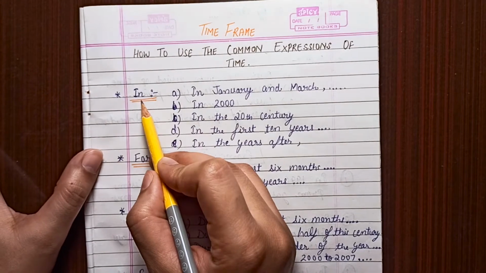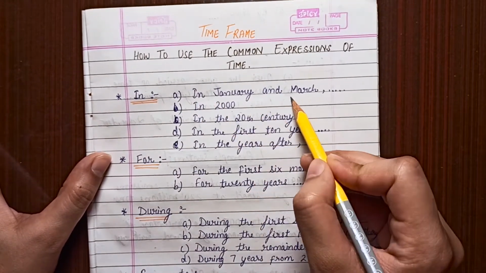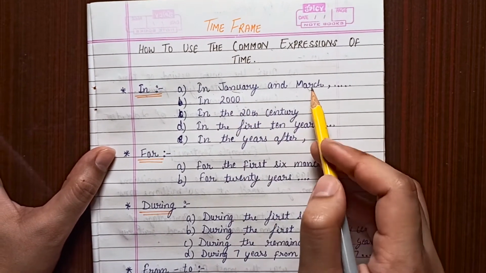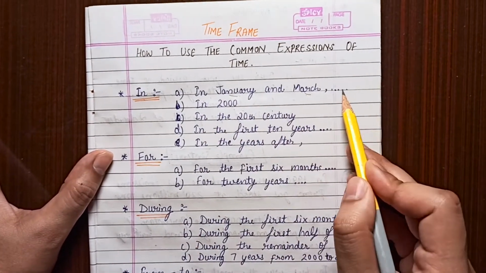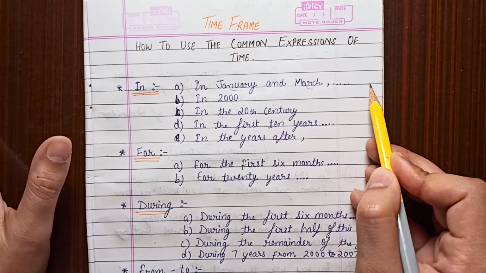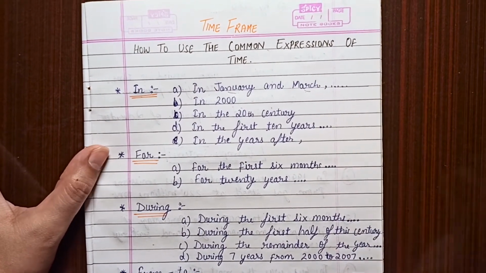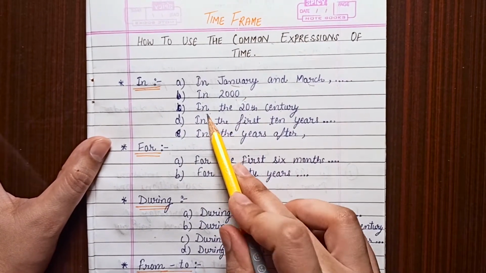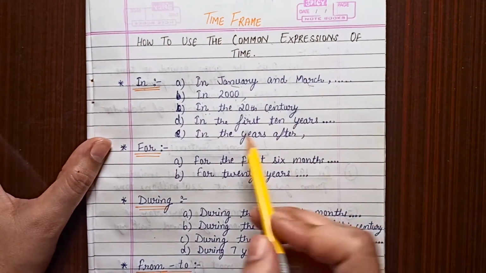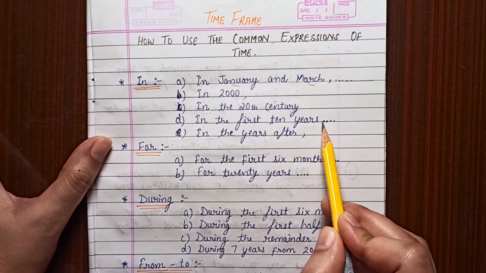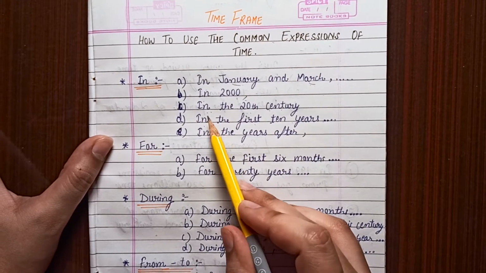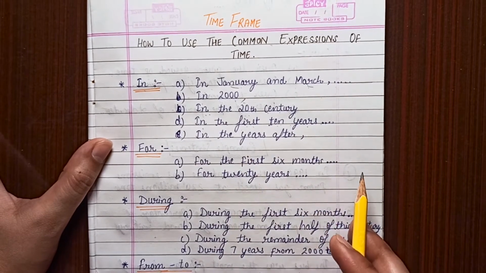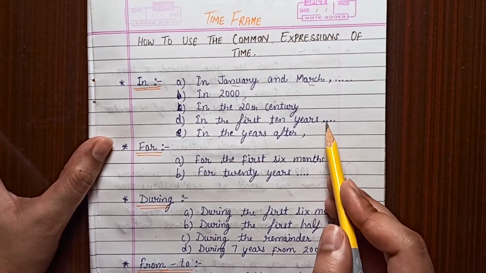First is by using in January and March. If you are provided with these months or any other month, you can use this line, right? In January and March, and then comes the data. What happened, it increased, decreased, whatever the information is given to you. In 2000, right? In the 20th century, in the first 10 years, right? You can also use this as in the first few months, in the first 8 months, whichever the data is provided to you, right? You will mold it accordingly.